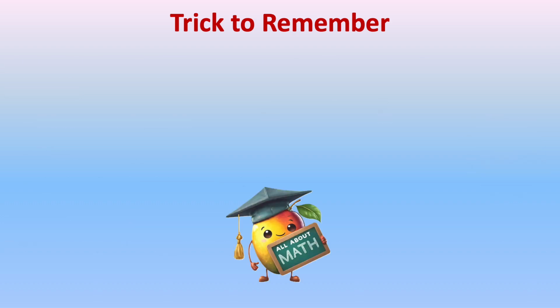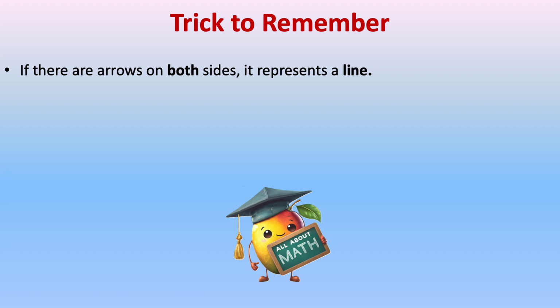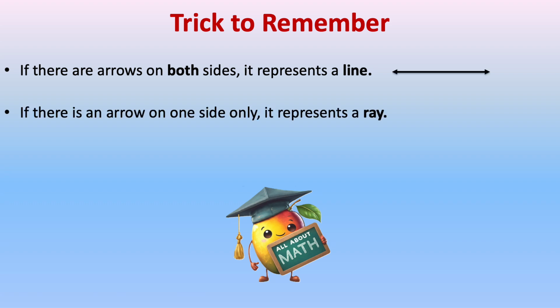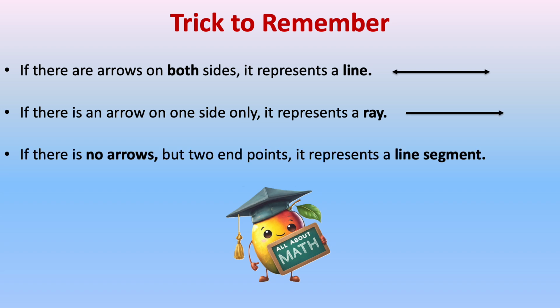Real life examples: sunlight traveling to earth, a laser beam, an arrow shot from a bow. Trick to remember: if there are arrows on both sides, it represents a line. If there is an arrow on one side only, it represents a ray. If there are no arrows but two endpoints, it represents a line segment.